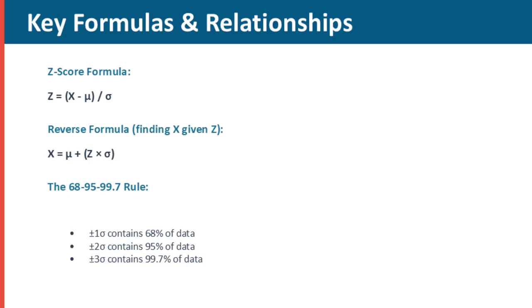Remember the 68, 95, 99.7% rule. These aren't approximations. They are precise for normal distributions. Now here are some z-score interpretations. Again, these formulas and relationships are your toolkit for working with normal distributions. Master them. You can solve almost any normality-related problem using this.